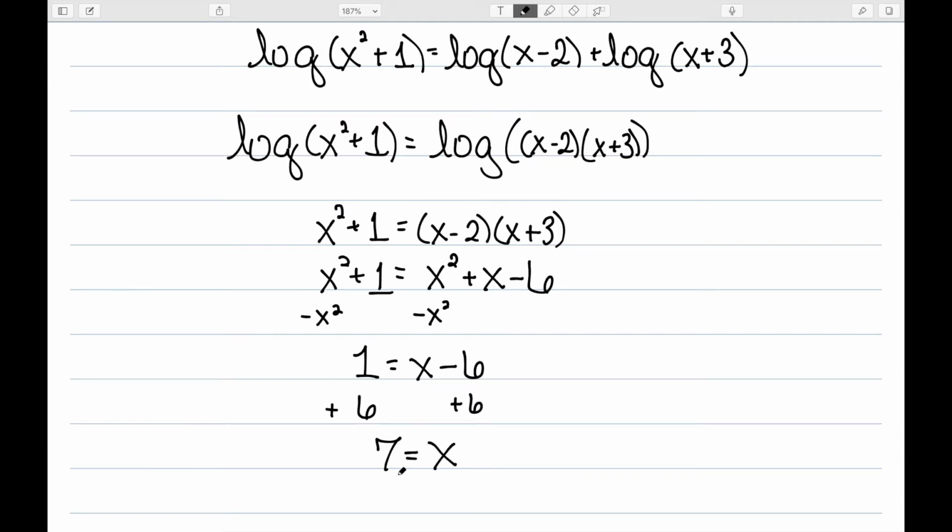And with logarithms, we do need to check our answers. We cannot take the logarithm of a negative number. The domain of logarithm is 0 to infinity, so I need to make sure I don't get logarithm of a negative number. Sticking in 7 up here, I would get log of 50, that's fine. Log of 5, that's fine, and log of 10. So this is my solution.